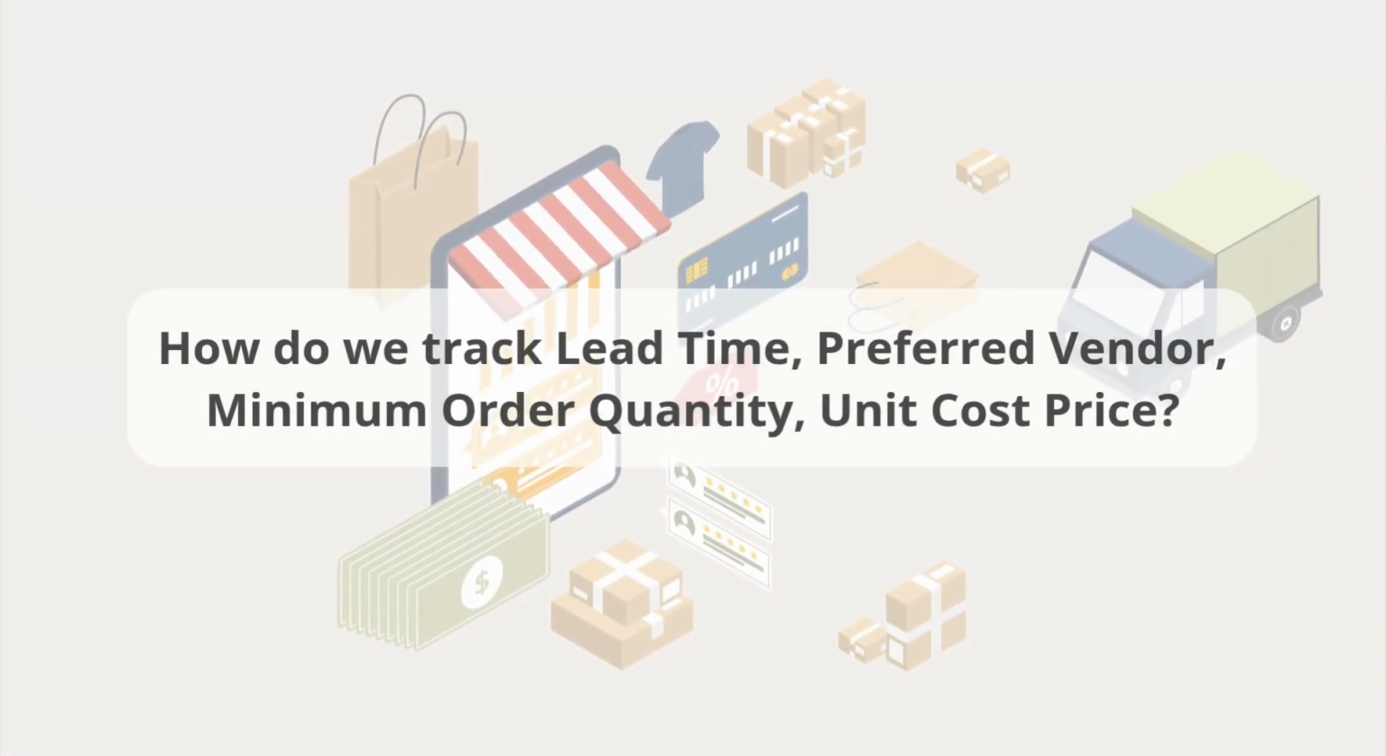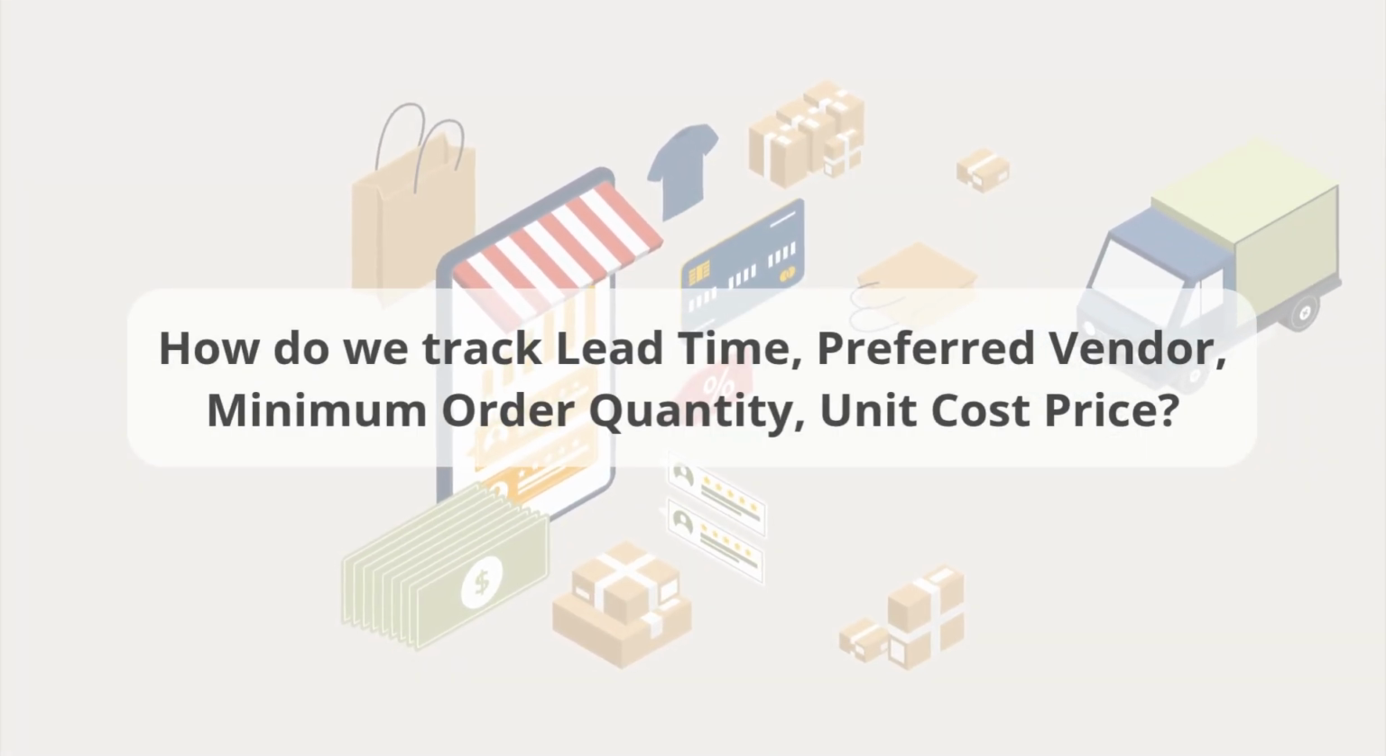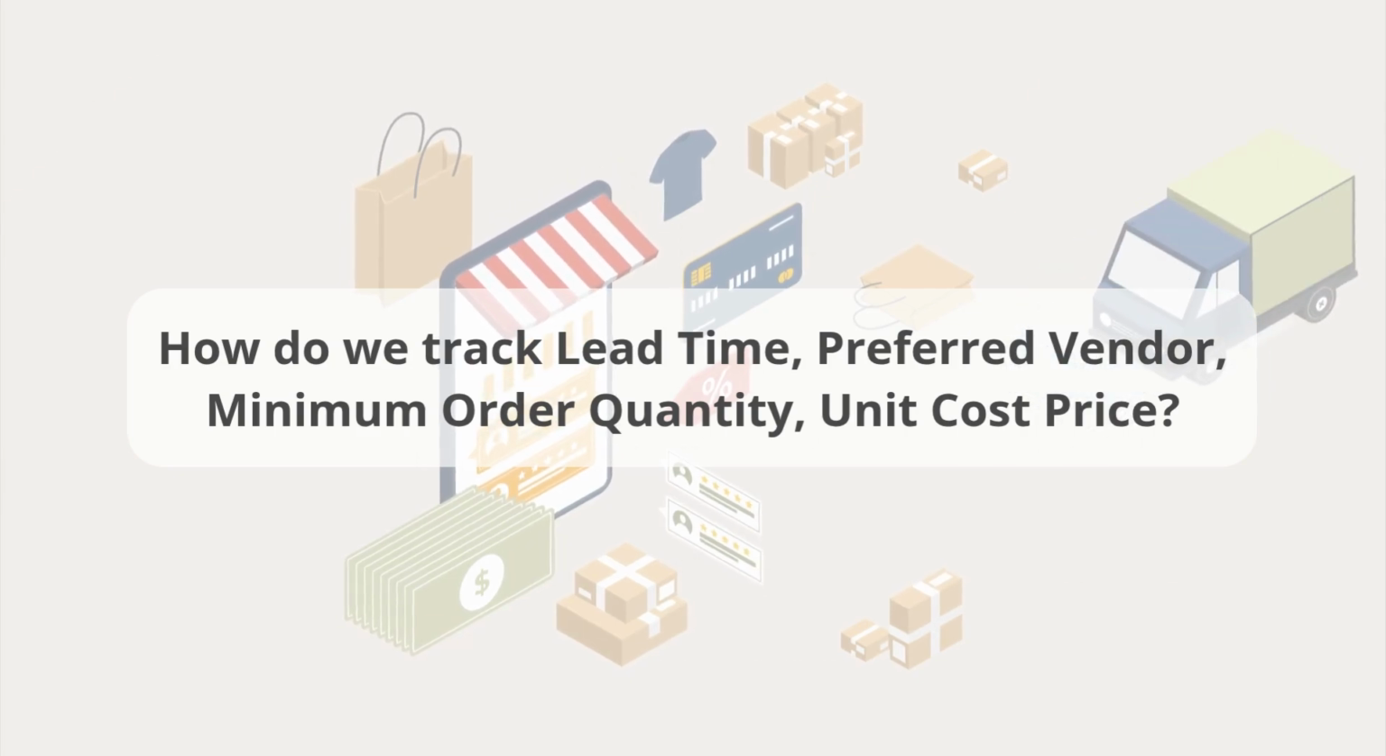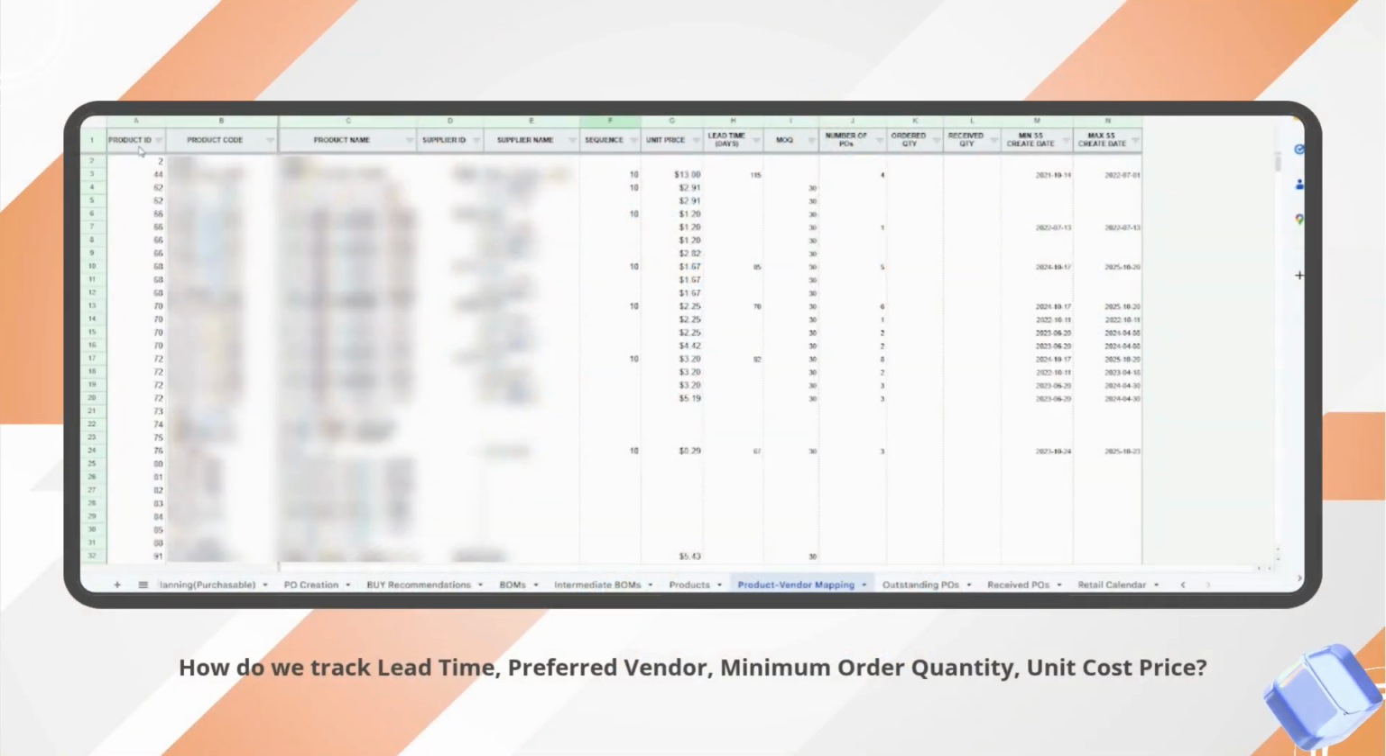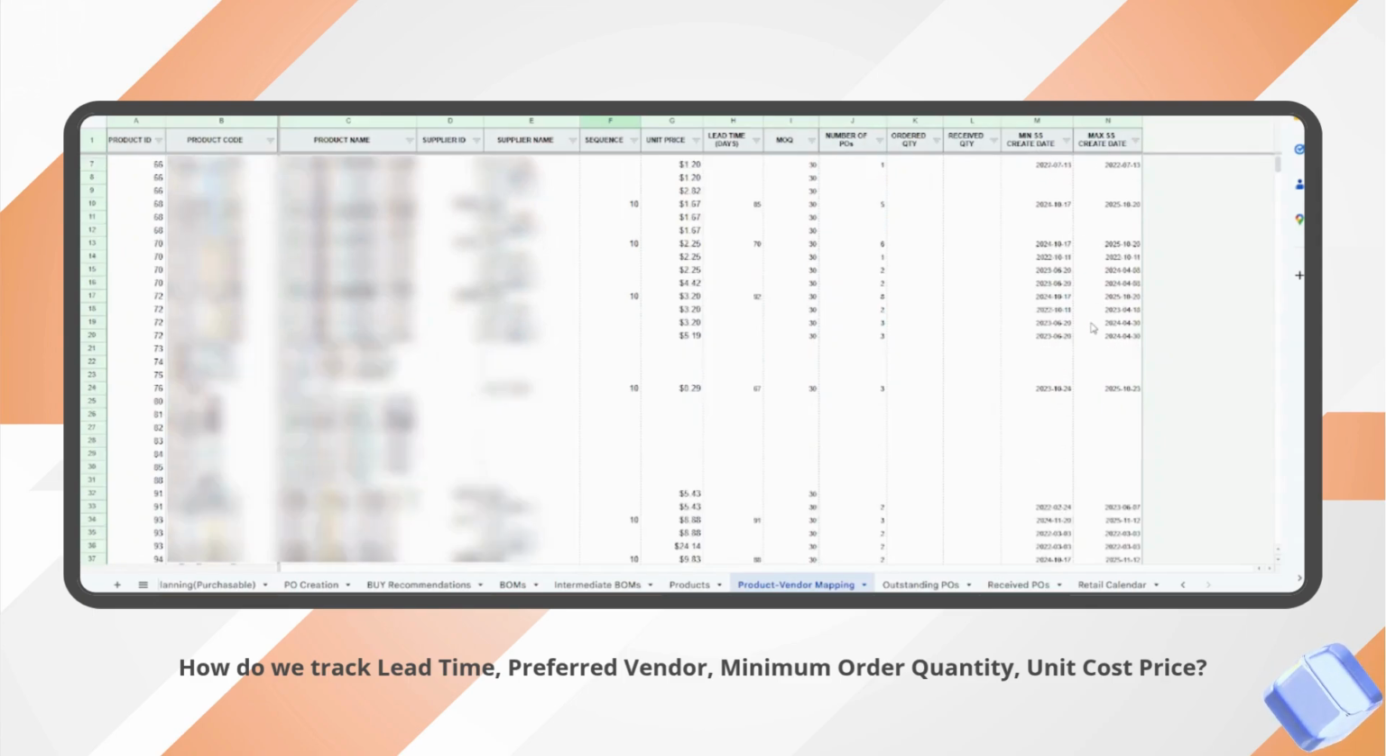How do we track lead time, preferred vendor, minimum order quantity, and unit cost price? We derive lead time from historical purchase orders, or PO records, as the average days between PO creation and receipt. Supplier mappings store lead time, preferred vendor, MOQ, and unit cost price. These values feed the PO recommendations, so suggested buys are accurate.